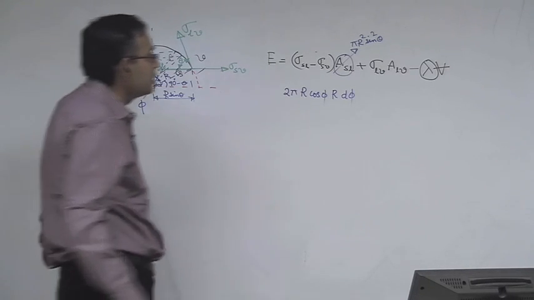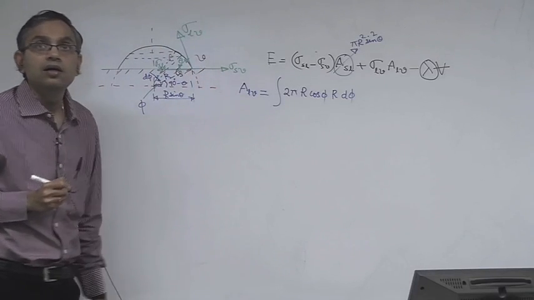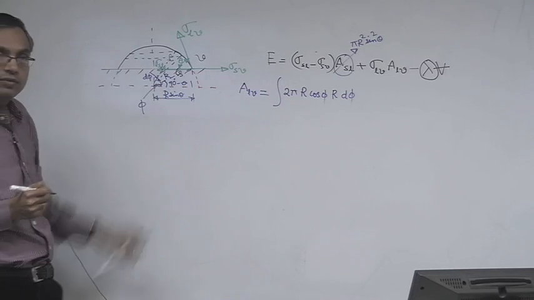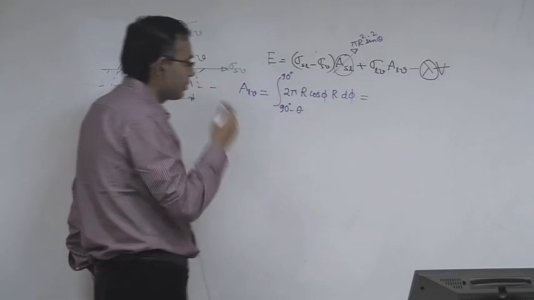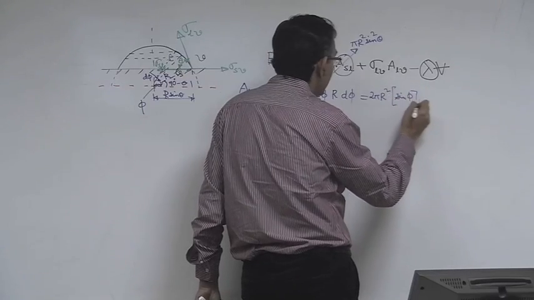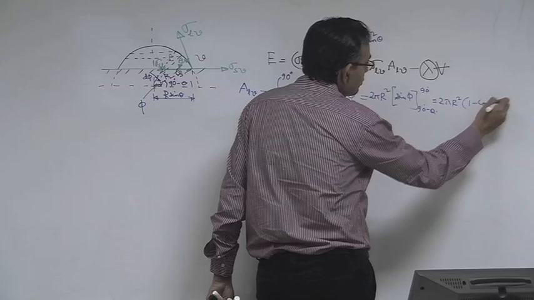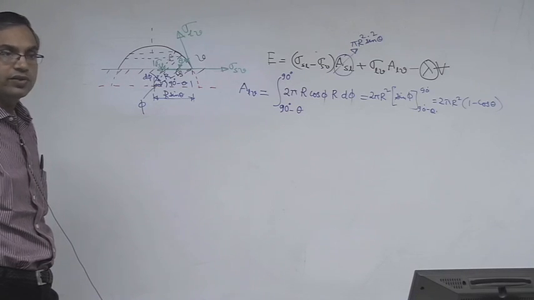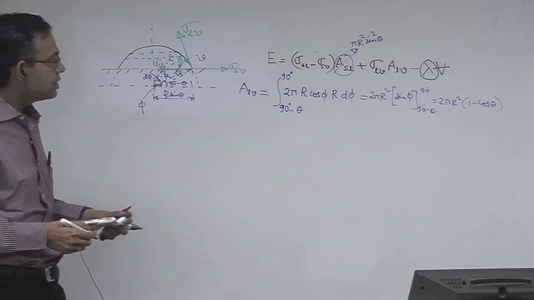Right. And so, A_LV becomes this integral with phi from what? Phi is equal to 90 degree minus theta to 90 degree. So, this is 2 pi r square sin phi from 90 degree minus theta to 90 degree. So, 2 pi r square into 1 minus cos theta. Check for theta equal to pi by 2, that is the surface area of a hemisphere, that is 2 pi r square. Double of that is the area of a sphere, 4 pi r square. So, this is A_LV.